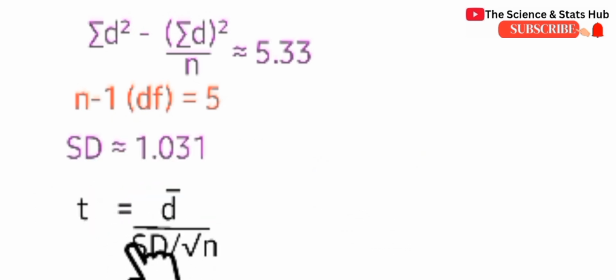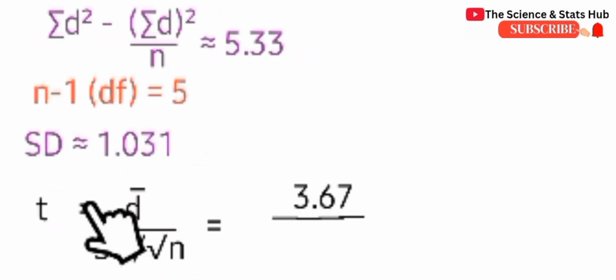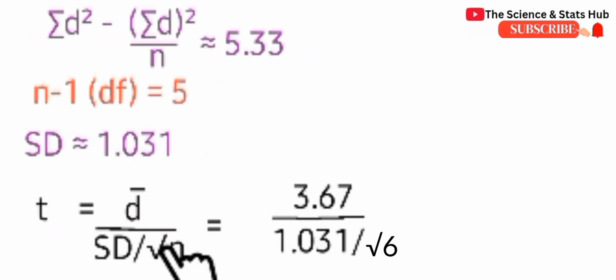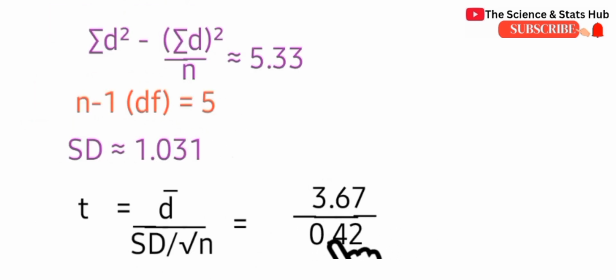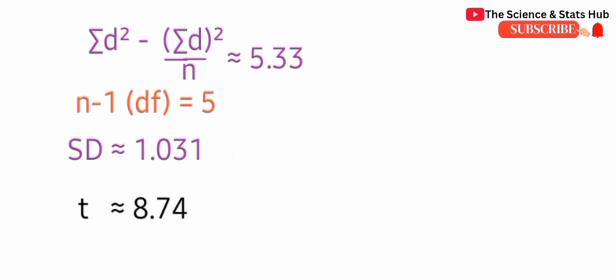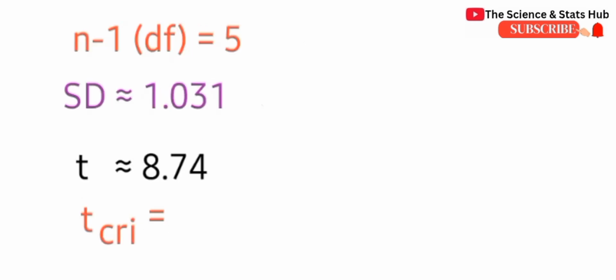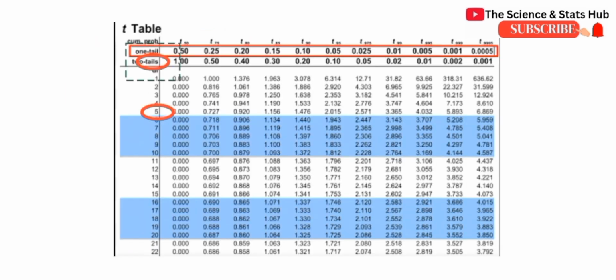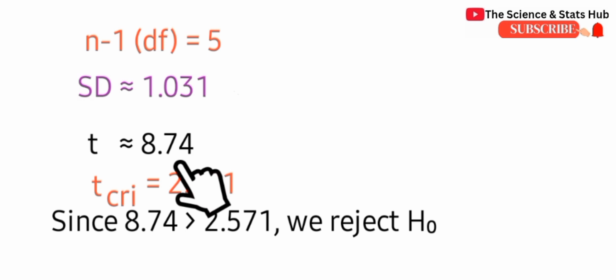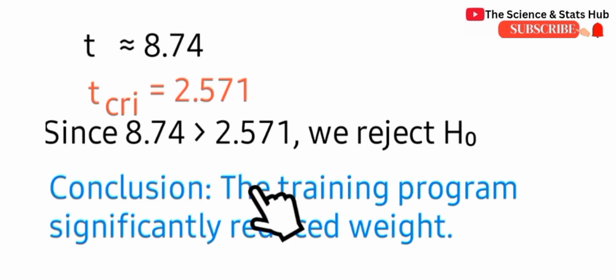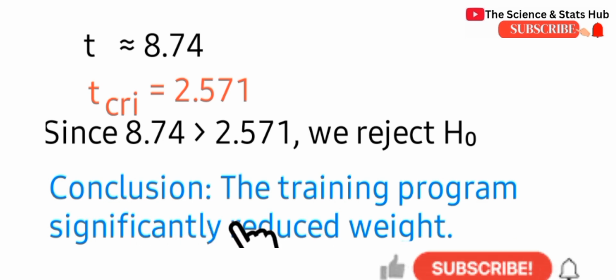Let's find the t-statistic with this formula: the mean of the difference divided by the standard deviation of the difference over root n. This value divided by root n is 0.42. 3.67 divided by 0.42 is 8.74. Now let's visit the t distribution table at alpha 0.05 and degree of freedom 5. Comparing the t-value with the critical value, since the t-value is greater than the critical value, we reject the null. We conclude that the training program significantly reduced weight.